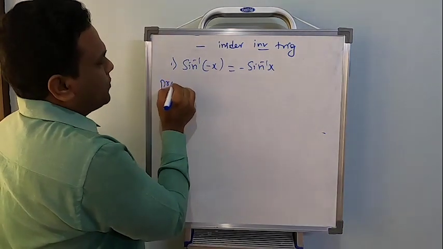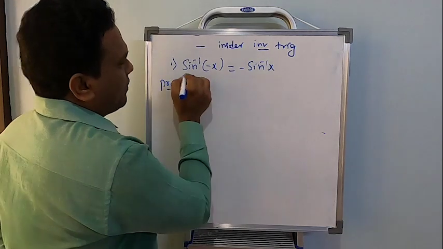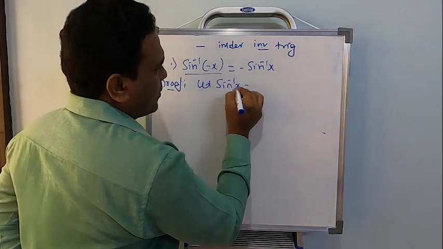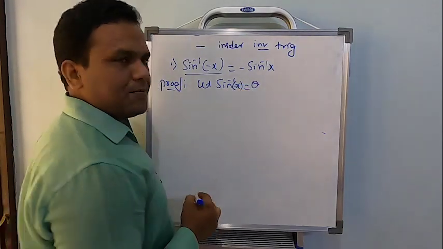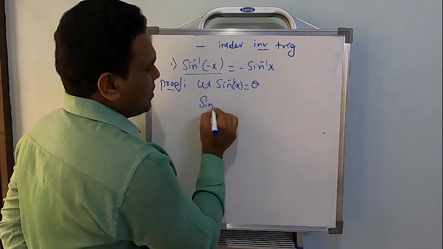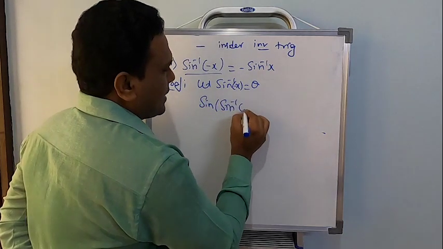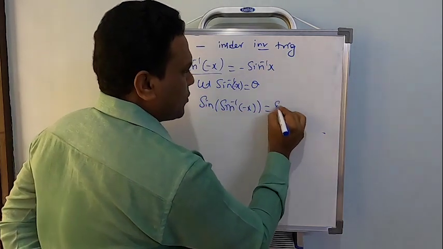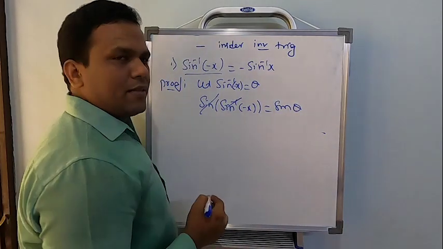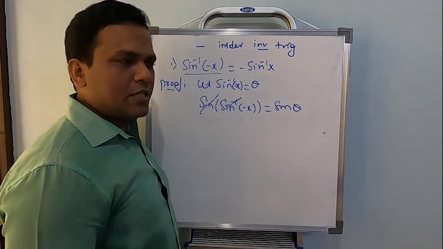So, proof. We have the left hand side. Let me consider sine inverse of minus x equal to theta. I will apply sine on both sides. So sine of sine inverse of minus x equals sine theta. I applied sine on both sides. You can eliminate this because under the restriction it's possible.